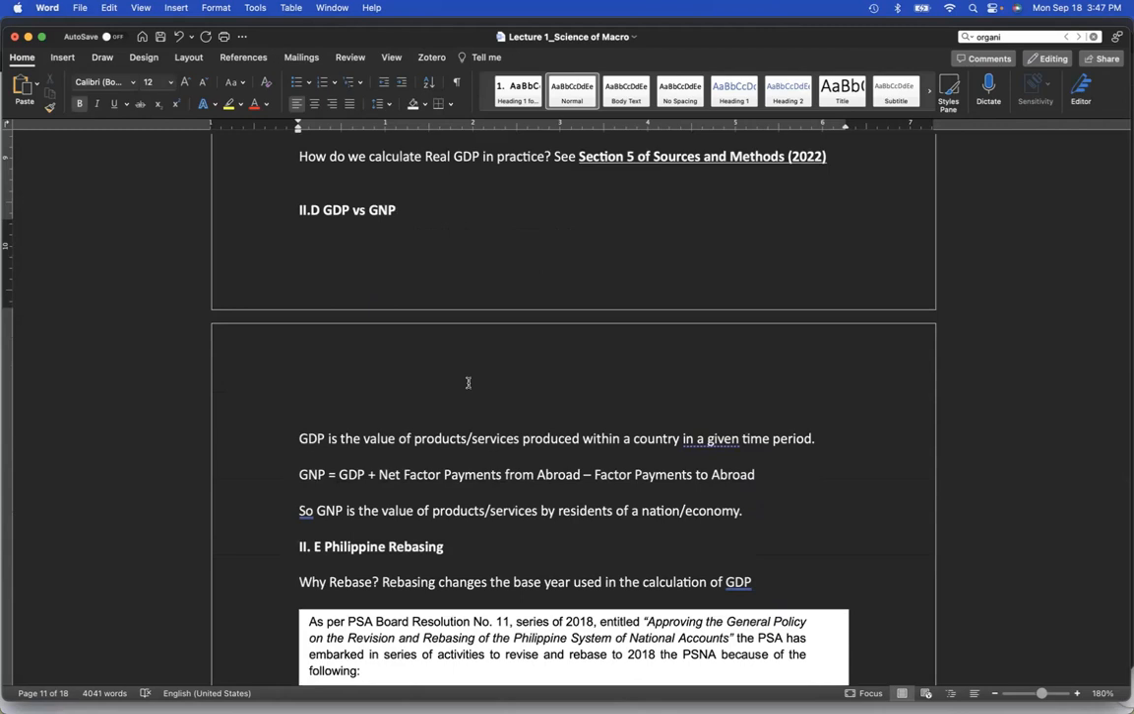Now, GDP versus GNP. GDP is the value of products and services produced within a country in a given time period. GNP is GDP plus factor payments from abroad minus factor payments to abroad. So this basically defines the difference between GDP and GNP. If GDP is the value of final products and services produced within a country in a time period, what is GNP? GNP then is the value of products and services by residents of a nation or economy.